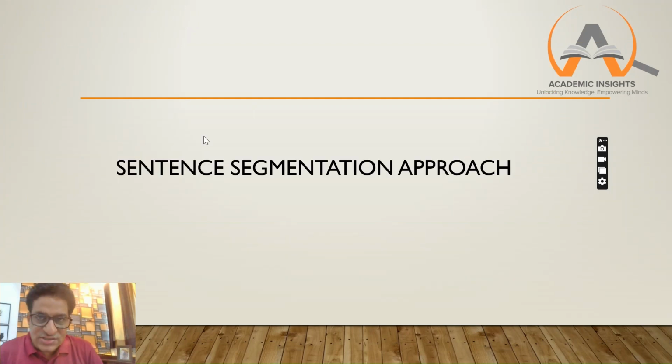Now, as we did in the abstract, the same applies in the conclusion: we are going to follow the sentence segmentation approach. This approach is very helpful for writing a better conclusion. In this approach, we segment the entire conclusion paragraph into different sentences, and what the components and constituents of these sentences are will be discussed in my next slide.